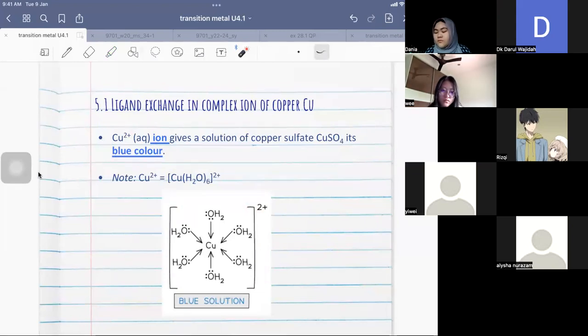If you remember from your qualitative analysis practical, usually when you get a blue solution, the first hint is that it may be copper, right? But you cannot just confirm it by simply looking at the color. You also need to do some additional tests.